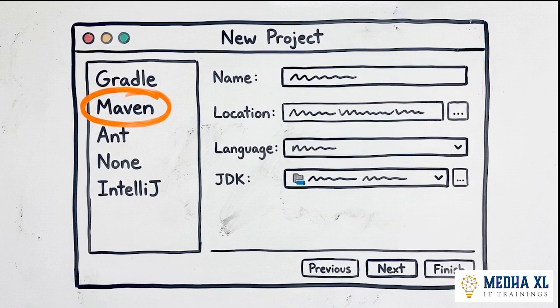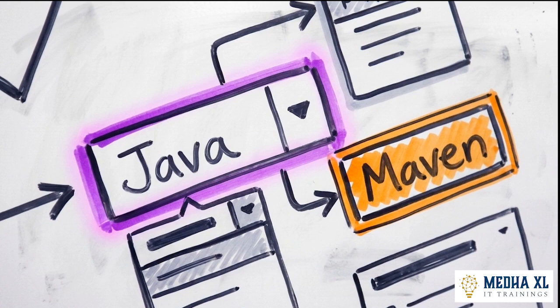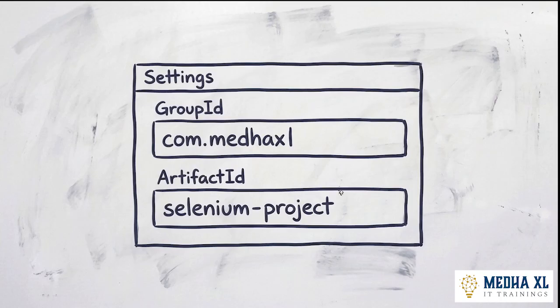Once installed, launch the application and click New Project. This menu dictates how our entire automation architecture will be organized and built. Under the project details, ensure your language is set to Java, and for your build system, explicitly select Maven. Next, we assign our core naming conventions. Set the group ID to com.methaxel and name the artifact ID Selenium Project.